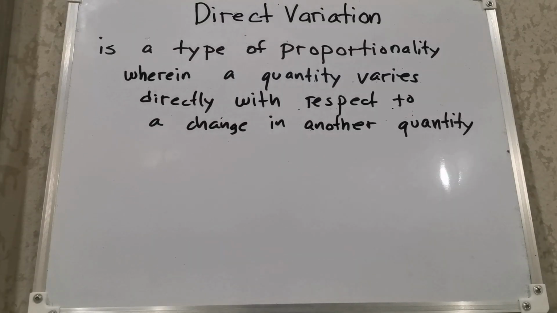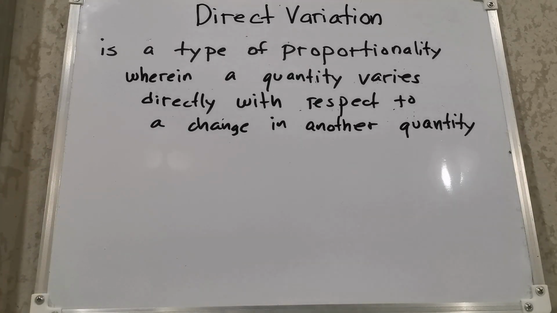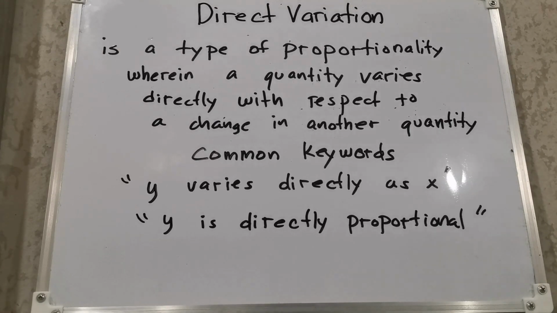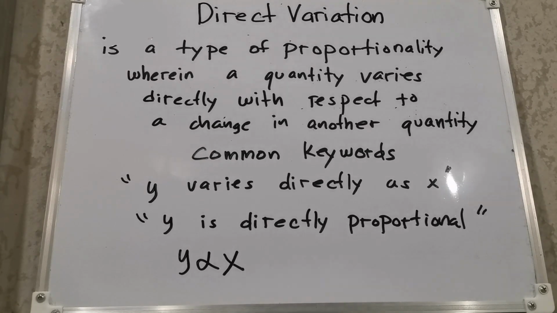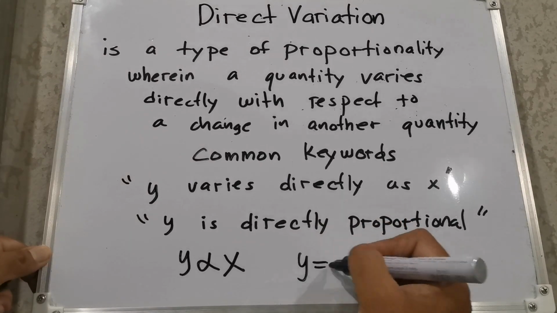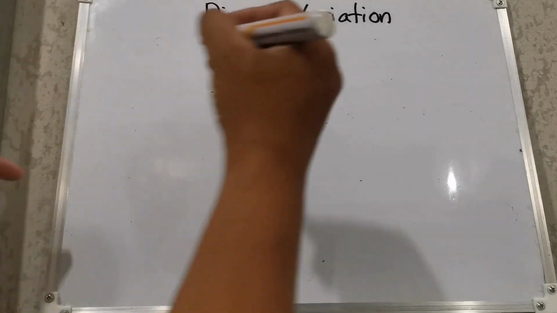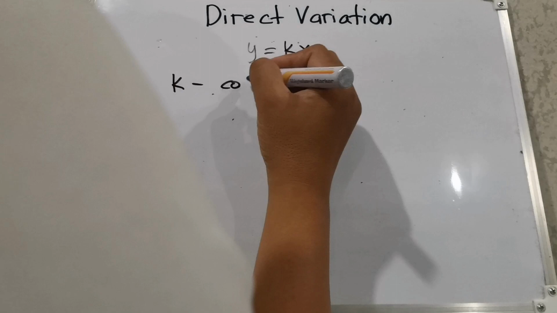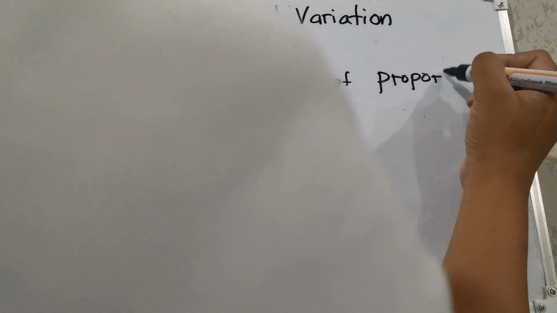Direct variation. It is a type of proportionality wherein a quantity varies directly with respect to a change in another quantity. So this will be our topic for today, direct variation. Here are the common keywords used in direct variation. We have: y varies directly as x, or y is directly proportional to x. In mathematical symbols, we write that y is equal to kx. In the mathematical symbol y equals kx, k is what we call the constant of proportionality.